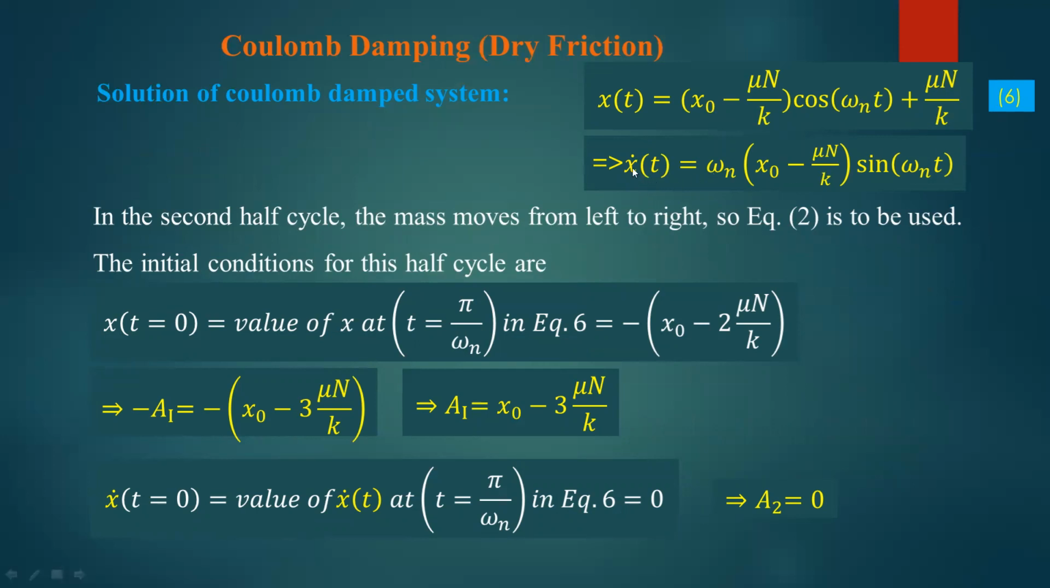And then x dot of equation number 6, just differentiating this one, what we get is omega n times x naught minus mu n over k sine omega n t. Again, using this equation, we can apply the conditions and find a1 and a2. Now, in this case, a1 is found as x naught minus 3 mu n over k, and a2 is 0.